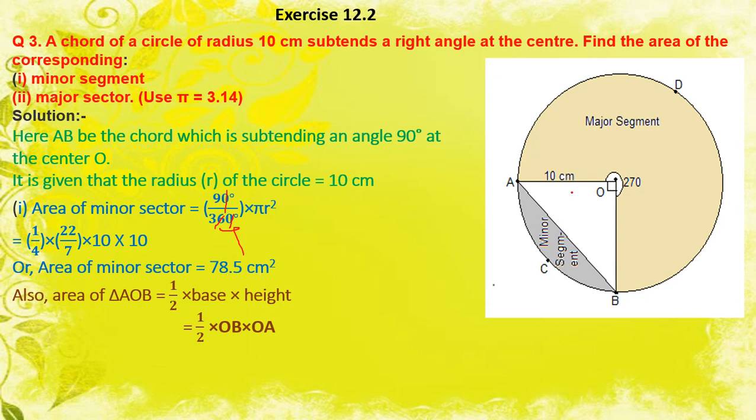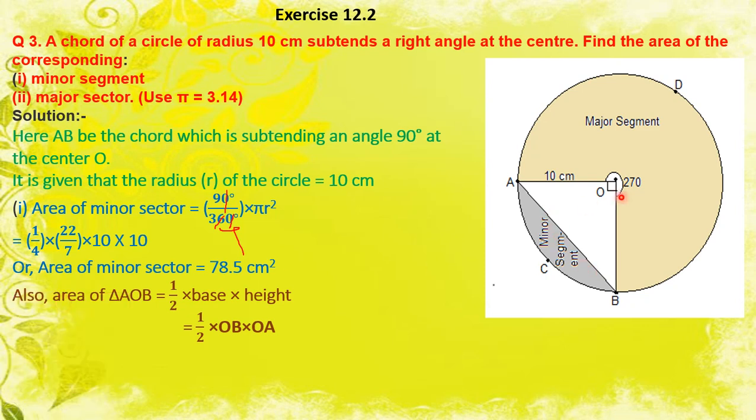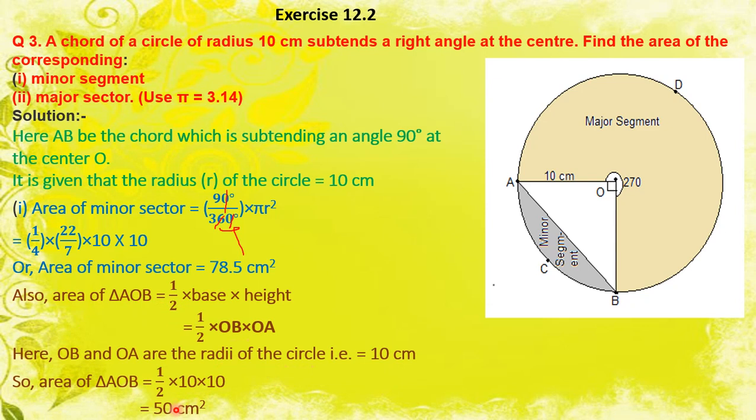Now we have to find the area of this triangle AOB. In this problem, AO and OB both are the radii of the circle. So for the area of the triangle, we can use the formula half into base into height, where base is AO and height is OB, or OB is the base and AO is the height. Either can be considered base or height. So half into base OB into OA, and both are equal to 10 centimeters as they are radii. So half into 10 into 10 becomes 50 centimeter square, the area of the triangle AOB.